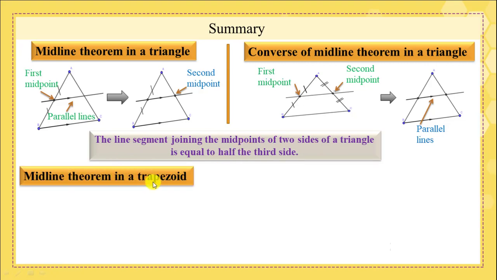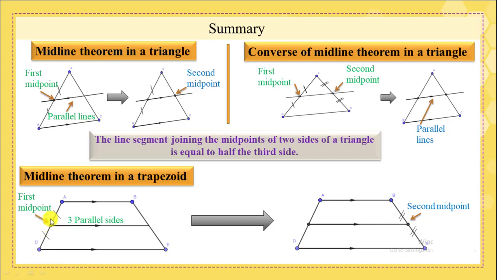Midline theorem in a trapezoid. We have first midpoint and three parallel sides, the bases and the line passing through this midpoint. We get that this line passes through the midpoint of the second side.